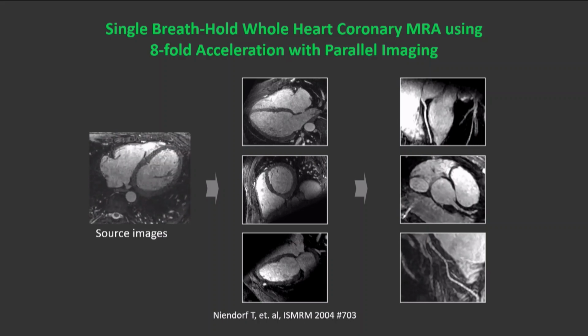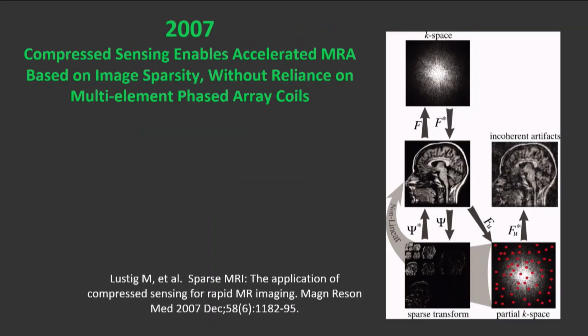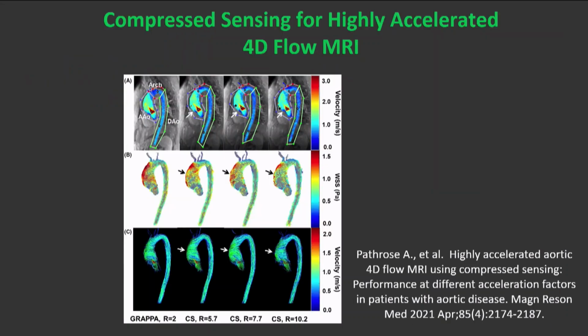And then you see things like this. This is an 8-fold accelerated coronary angiogram using parallel imaging. But then, of course, in 2007, Lustig applied compressed sensing to MRI, and this is a technique that relies on image sparsity, and this is now used widely, but back then was an absolutely transformative development.